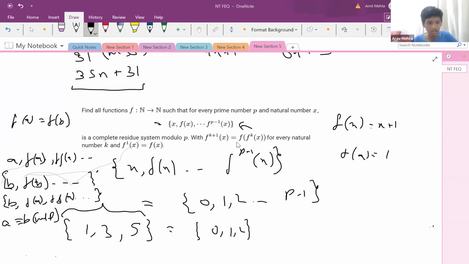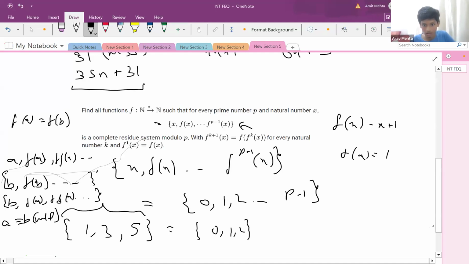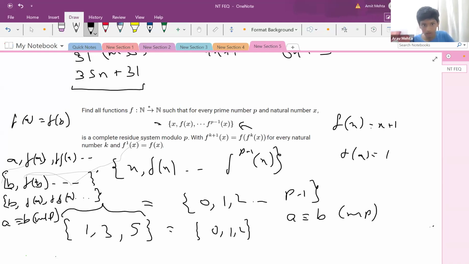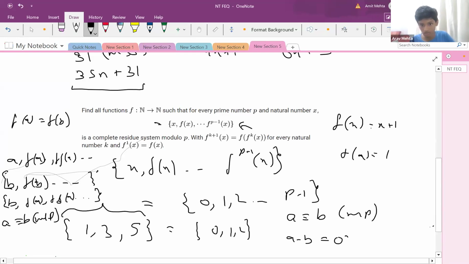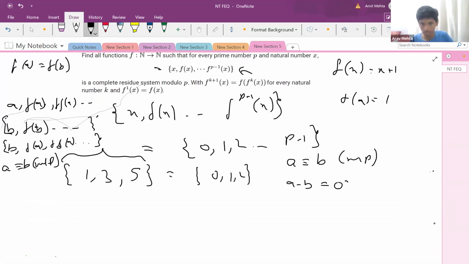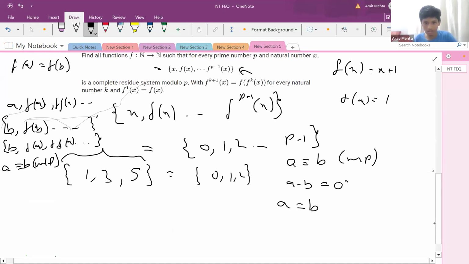Okay. And now if a is congruent to b mod p, we can choose any prime. So we can choose a very, very large prime, which is much bigger than a minus b. Then you get that a minus b must be 0. So a equals b, and we have proven injectivity. Did this argument make sense?